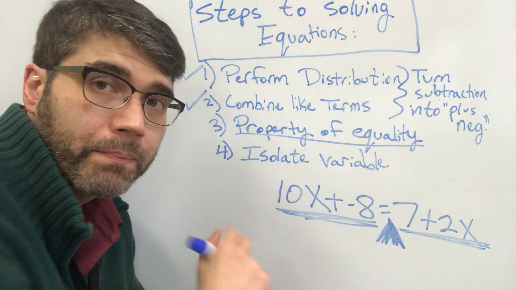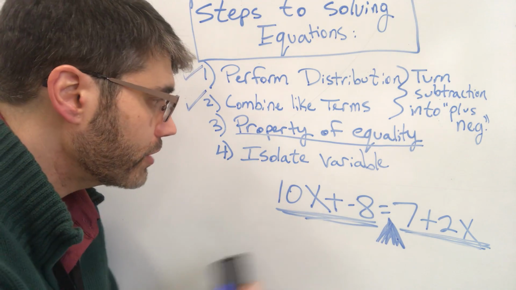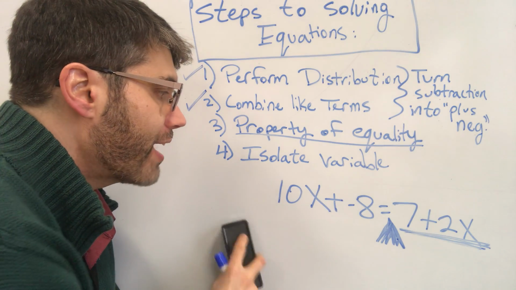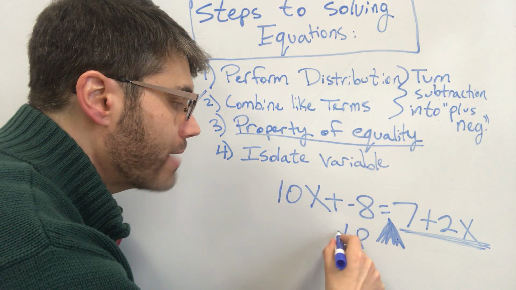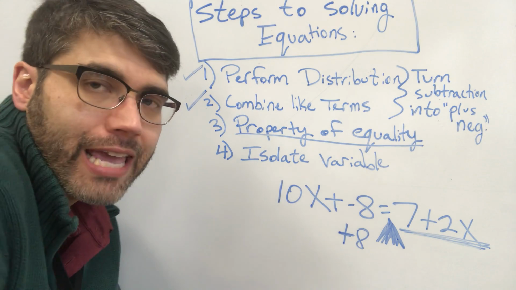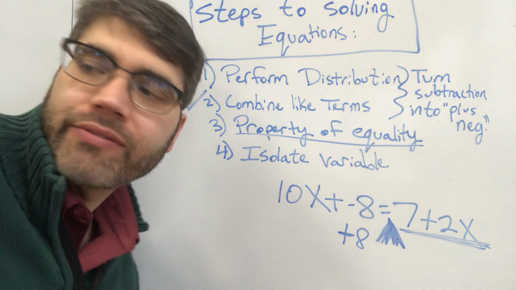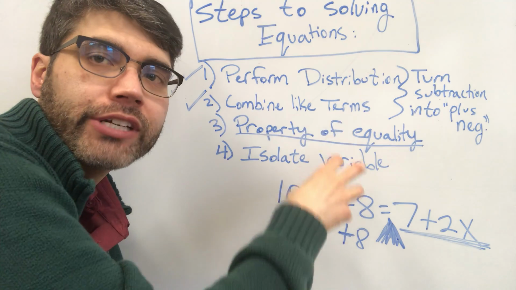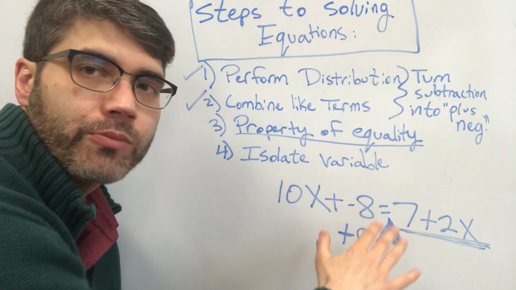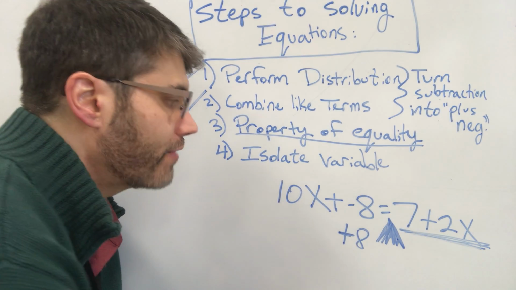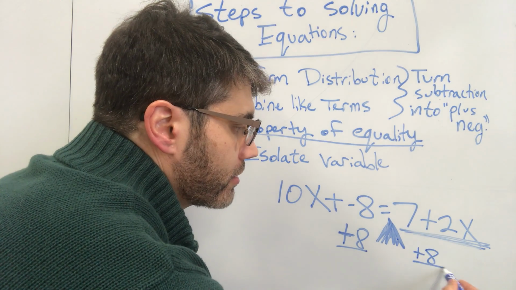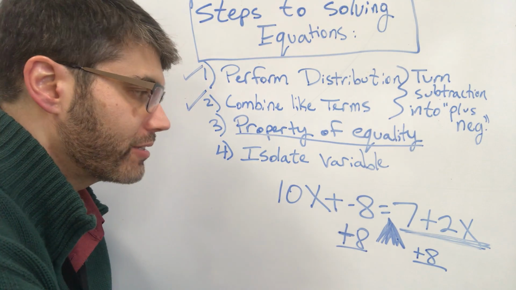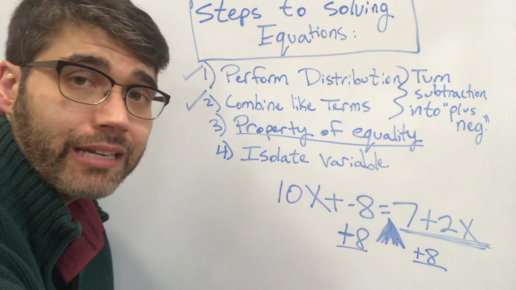But if I introduce something externally to either the left or the right-hand side, I need to introduce it externally to both of them. Okay, so here, if I were to add an 8 to this side, just out of the blue, I am adding something externally. It wasn't in the equation before, but I'm adding an 8. So if I add an 8 to this side, I have to add an 8 to this side, okay, to keep it balanced.